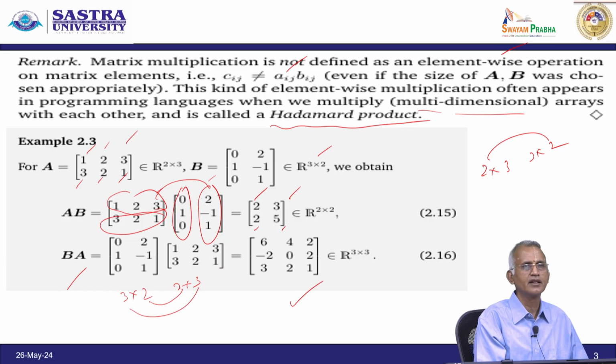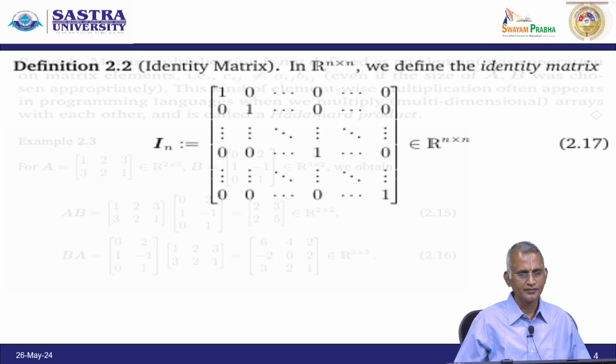So, we have a 3 cross 3, that is 3 rows and 3 columns. Therefore, this is the same technique we apply. Therefore, with 2.16 you can get the solution to the problem. So, this is the way we can do the multiplication of two matrices.